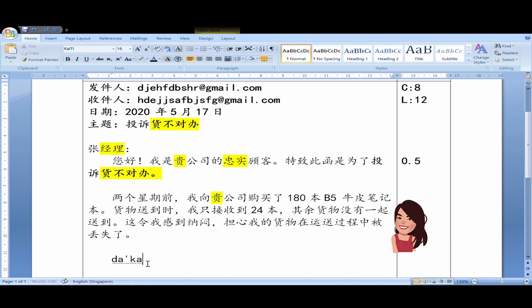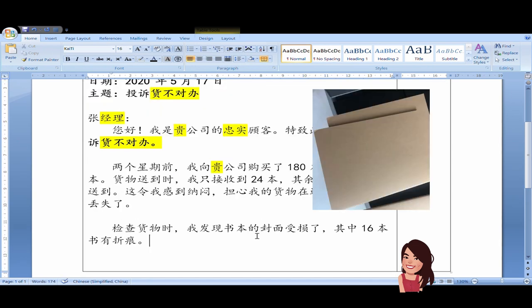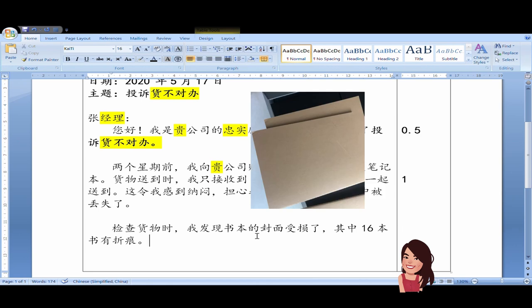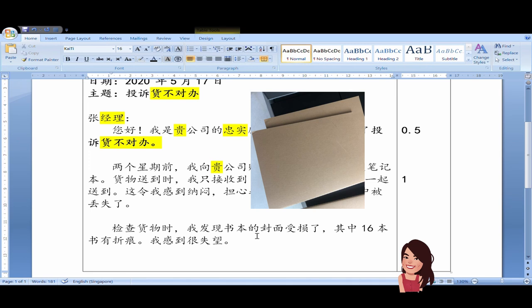After that, I write about my concern. I'm feeling confused and I'm not sure if my other goods are lost. So I'll move on to write the second point. What I saw when I unpackaged that. Next, when I'm checking the goods, 检查货物时,我发现书本的封面受损了,其中16本书有折痕. As I'm checking the goods, I noticed that some of the books, their covers are spoiled. And of these books that I received, 16 of them have crumpled marks on their cover.